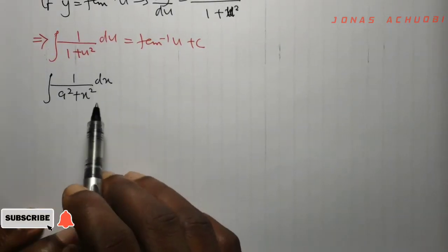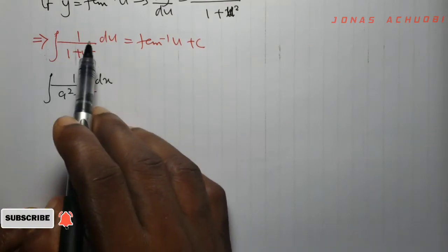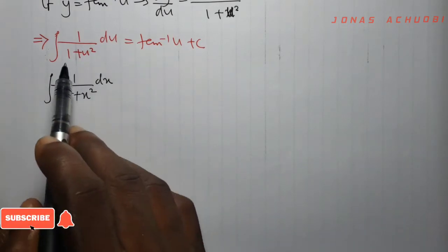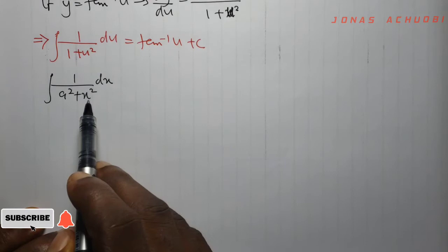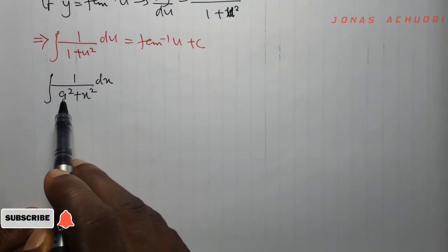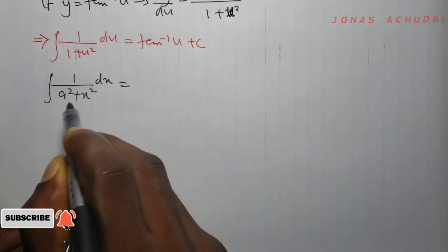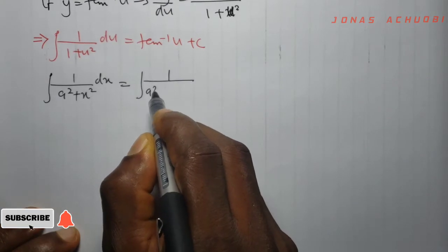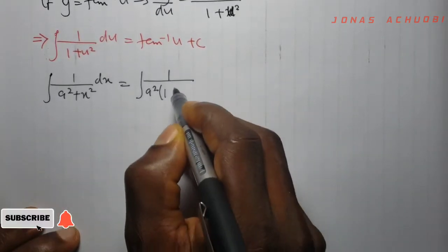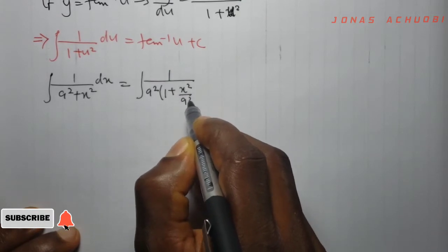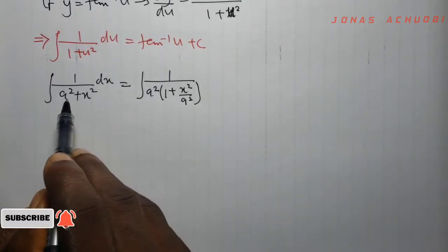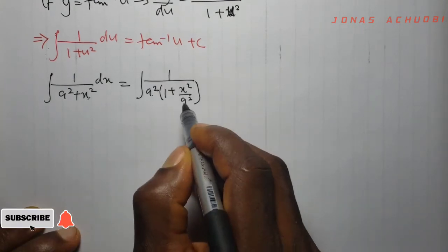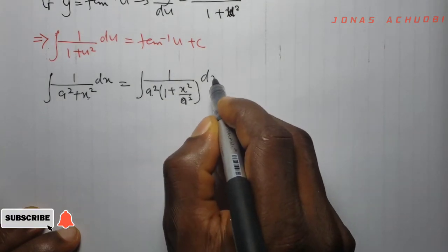So to integrate this function, we are going to make it look like what we already know. We're going to make this function look like the integral of 1 over 1 plus u squared. There is 1 here, here there is a squared. There is u here, here there is x. So let us start by making a squared to be 1. If we factorize a squared in the denominator, we get the integral of 1 over, we take a squared out, what is left here is 1 plus x squared over a squared. So a squared times 1 is a squared. A squared times x squared over a squared is x squared, since a squared will knock off the a squared down, with respect to x.